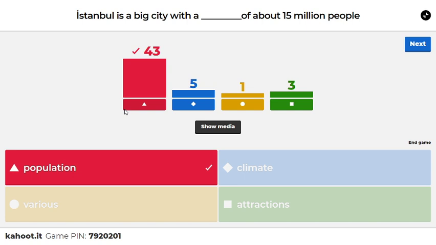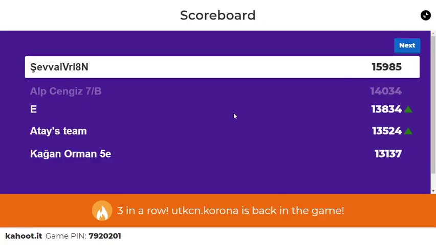43 people knew the correct answer. Istanbul is a city with a population of about 15 million people. Okay, let's see. Population means nüfus, climate means iklim, various means çeşitli, and attractions means aktiviteler, faaliyetler as well.